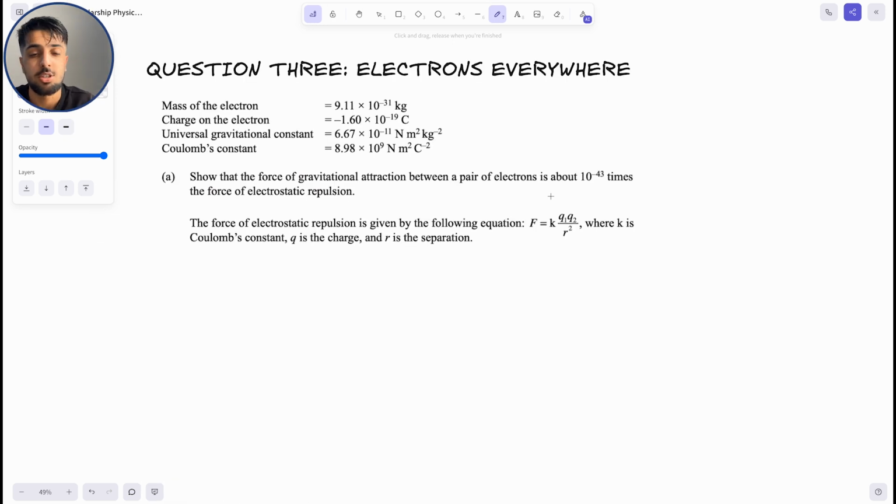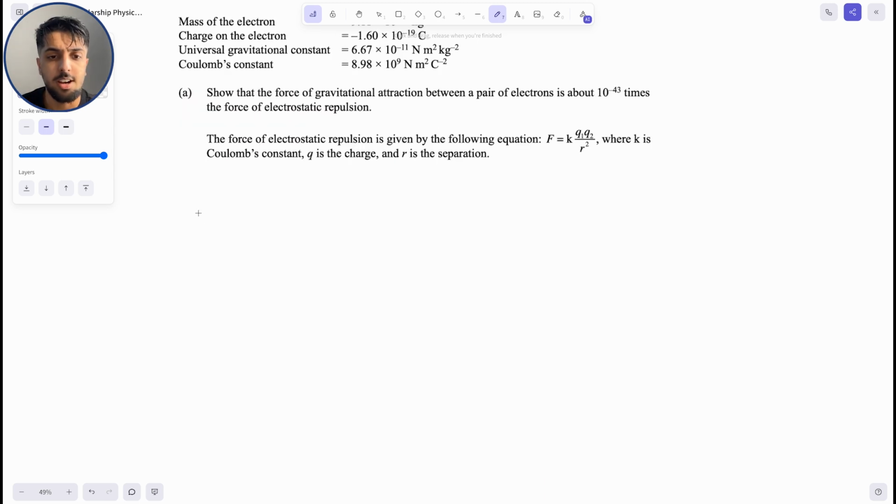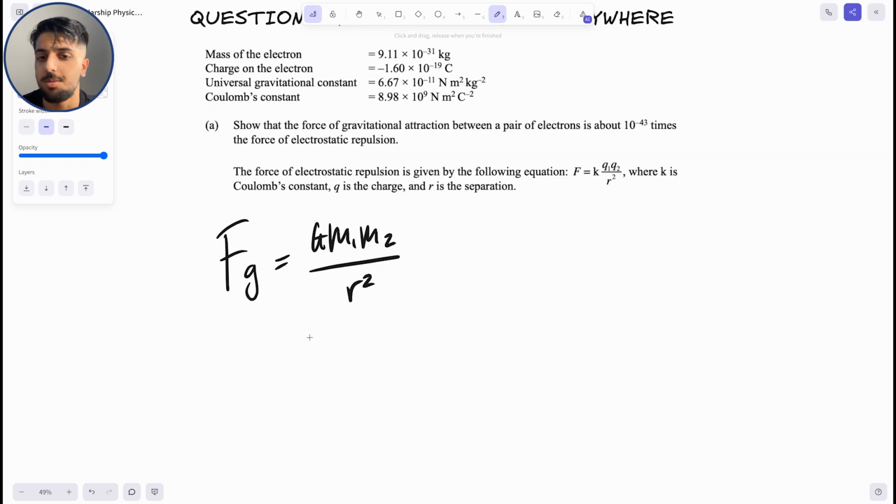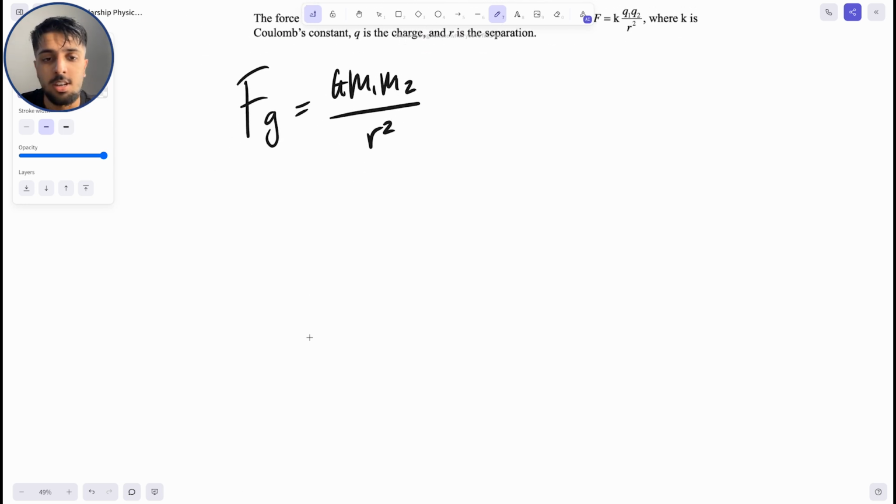Okay, question 3. Show that the force of gravitational attraction between a pair of electrons is about 10 to the power of negative 43 times the force of electrostatic repulsion. The force of electrostatic repulsion is given by that equation there, where K is Coulomb's constant and Q is the charge and R is the separation between the two electrons. So we know that our force of gravitational attraction is equal to Gm1m2 all over R squared. And as we are measuring the gravitational attraction between two electrons, m1 and m2 are going to be the same. So that means our Fg is equal to Gm squared all over R squared.